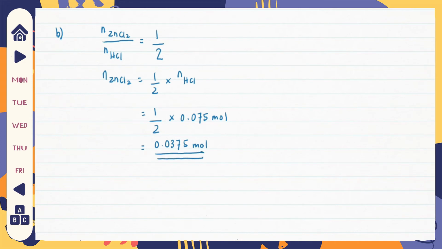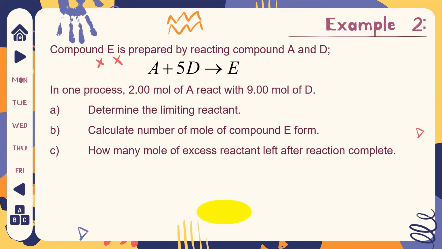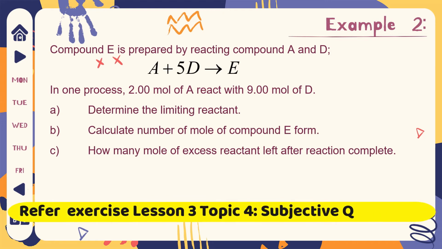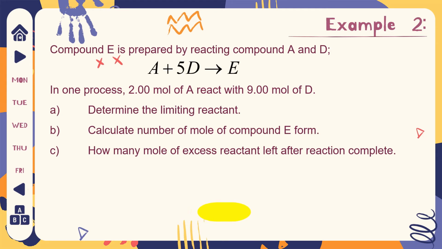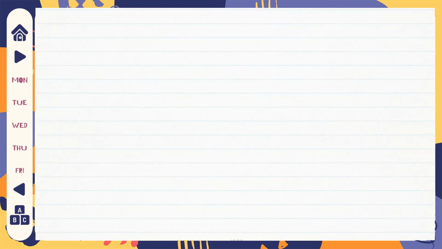Okay, so that is example 1. Compound E is prepared by reacting compound A and D. In one process, A plus 5D produces E. In one process, 2 mole of A react with 9 mole of D. Determine the limiting reactant. So we will use the same method here.